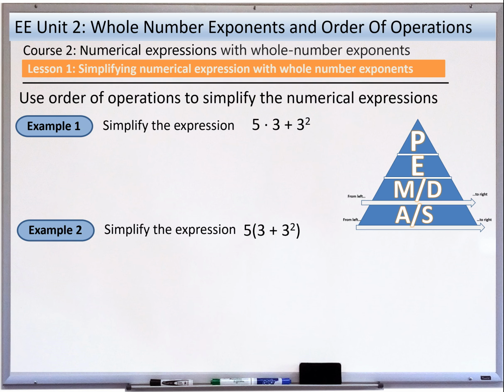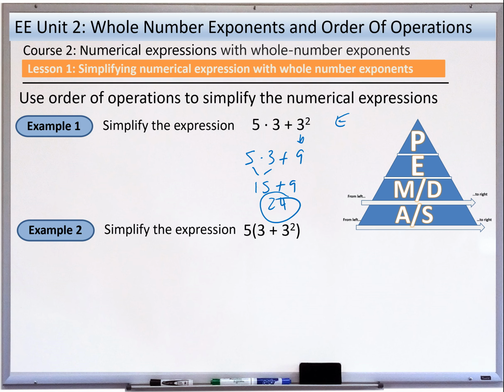All right, so let's use order of operations to simplify the numerical expressions. Now notice they're very similar except for parentheses. So the first one, there are no parentheses. So let's go ahead and evaluate this. No parentheses in this one, so I'm going to start off with my exponents first, which is 3 squared, which is 9. Now I have multiplication and addition, so I do multiplication before addition. That gives me 15 plus 9. My answer is 24. Pretty straightforward.